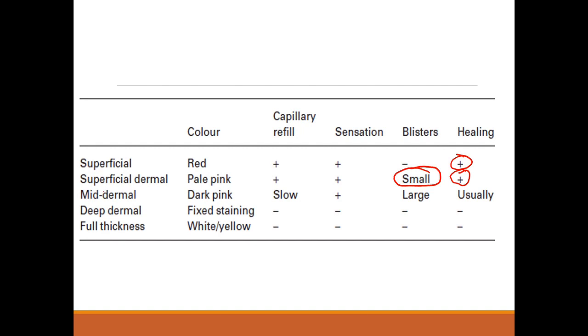Then when it's a mid-dermal, it is dark pink. Capillary refill is slow. Sensation is still present, and the blisters are large because smaller blisters will coalesce together and they easily rupture. Healing is usual. For deep dermal, it is a fixed stain. No capillary refill, no sensation, no blisters, no healing. It has to be grafted. It requires skin grafting. For full thickness, it is whitish or yellowish, and it is leathery. You see thrombosed veins.